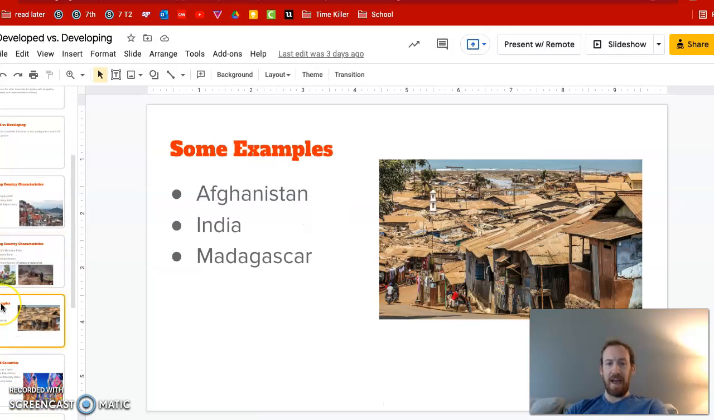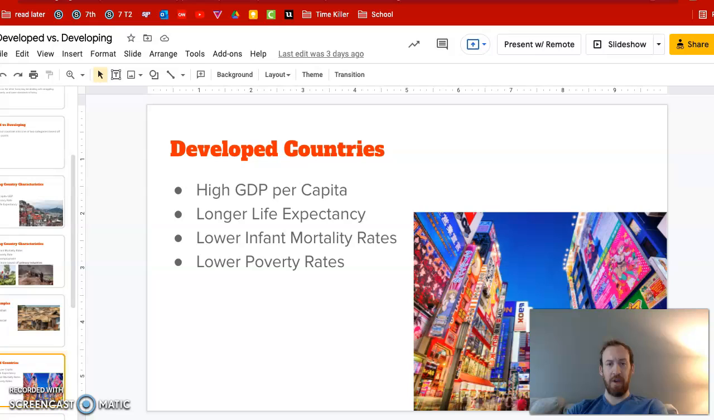So Afghanistan, India, and Madagascar, just three random examples of developing countries. I'll show you a map in a second that will show you how the whole world breaks down. First, developed countries. So these are basically the opposite of what I just talked about. These are going to be countries that have a high GDP per capita, so there's a lot of wealth flowing around. People are going to live longer.